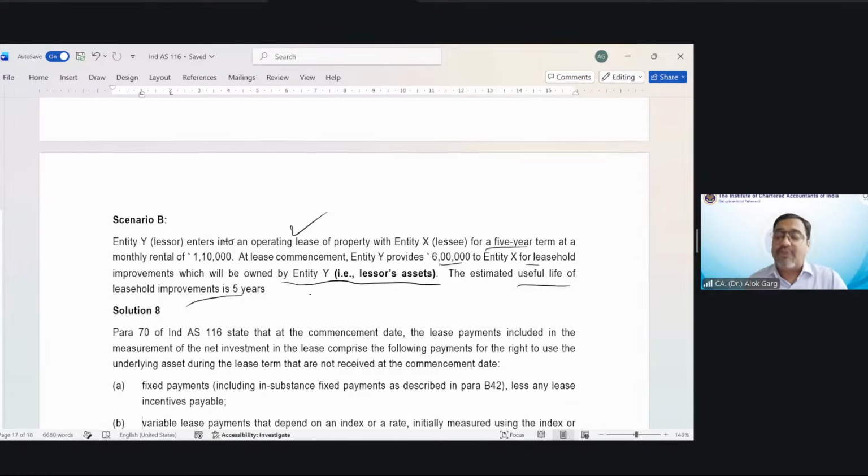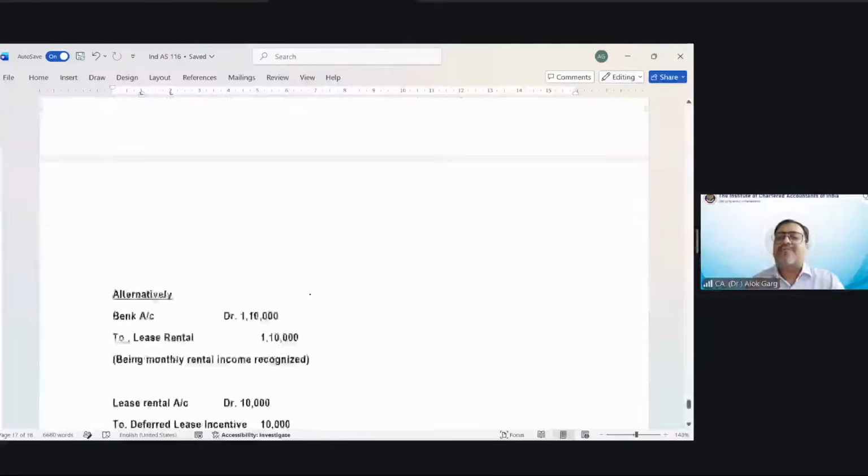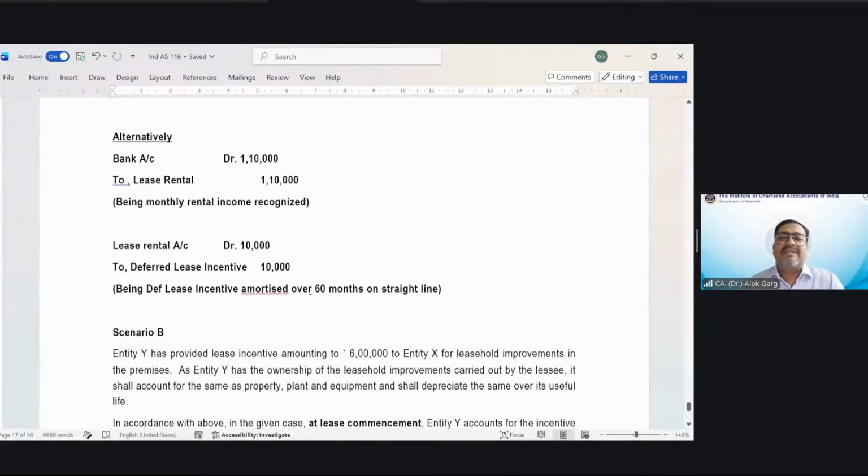And what will the lessor do? The lessor will depreciate that asset over the lease term. Over the lease term means over the leasehold improvement period, not over the lease term, over the leasehold improvement period, right? So in this case, it is very simple.